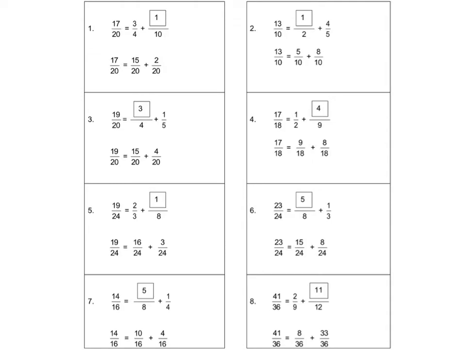Okay, now for this part here, the original question is 17 out of 20 equals 3/4 plus something 1/10. The thing is, because 4 and 10 are not in the same denominator, and you want the end result to be 20, you try to find a denominator that you can work on.